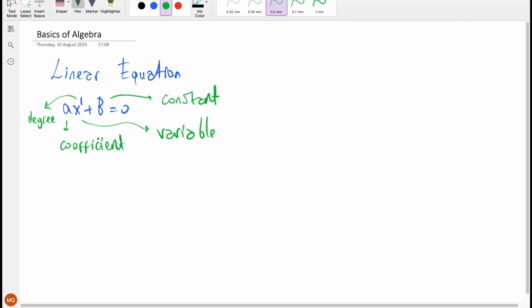We call this a linear equation because when we have a graph of it in the xy plane, we will look at it in the second lesson, but I want to say it now, it has a line as a graph. Here our aim is finding x. For finding x, we have to put b to the second side. We will get ax is equal to negative b, and x is equal to negative b over a. And it is our solution.